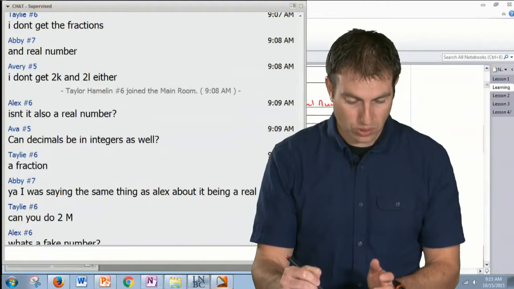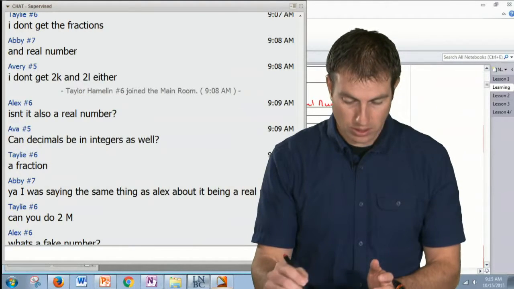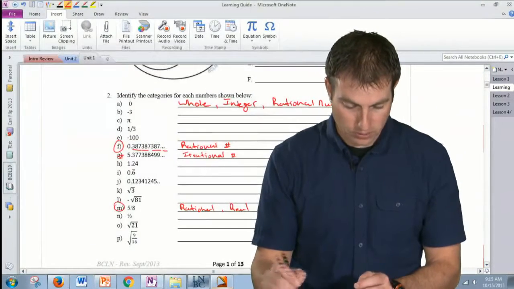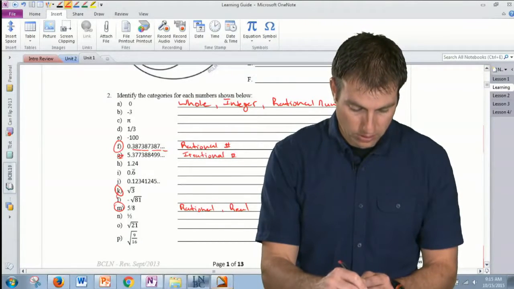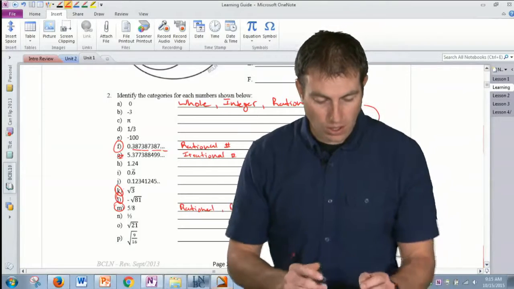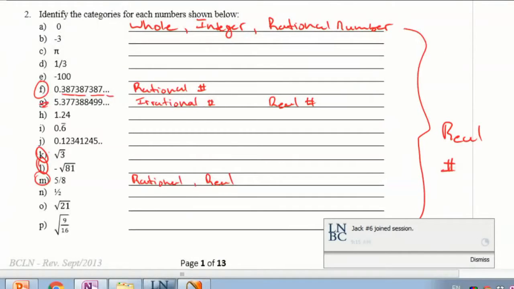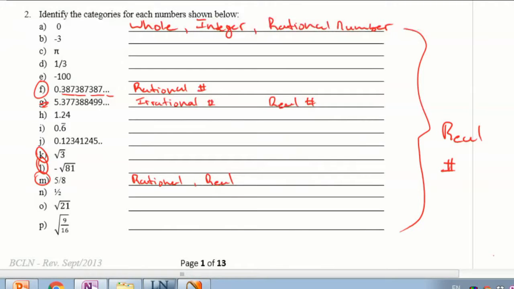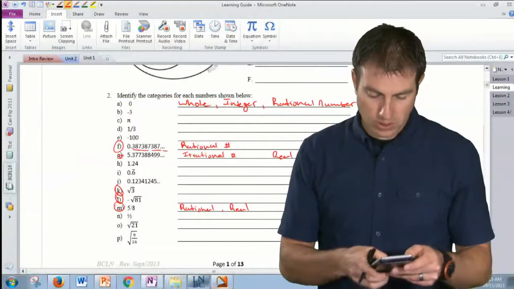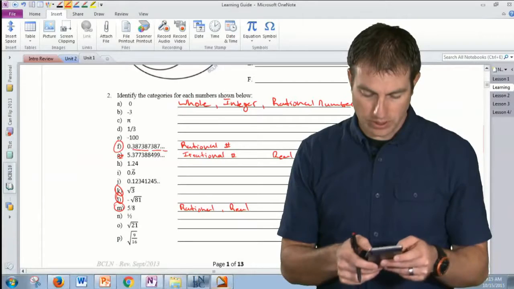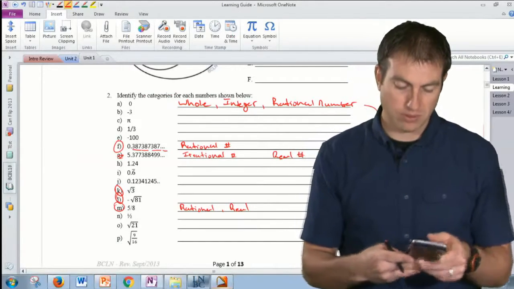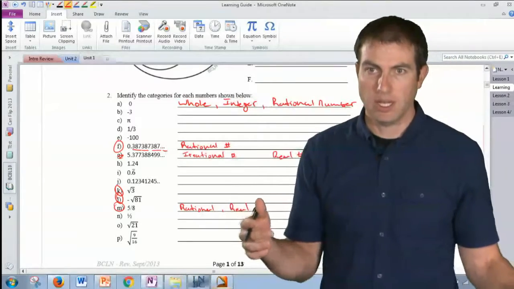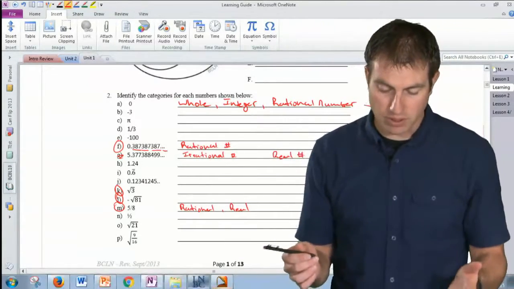2k and 2l. And then Taylor wants the fractions. So 2k and 2l. All right, so k, if we take the square root of 3 in our calculator, what does that look like? Well, I'm going to just fire it in here and get an approximation. Square root of 3 is going to be 1.732 and so on. It just keeps on going on forever.